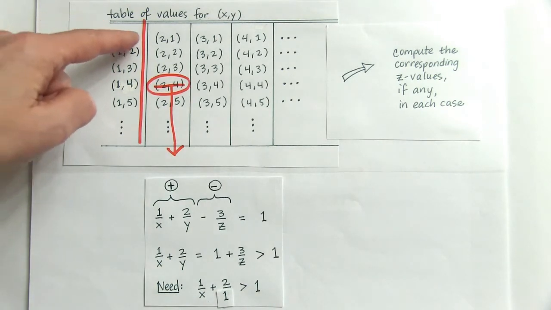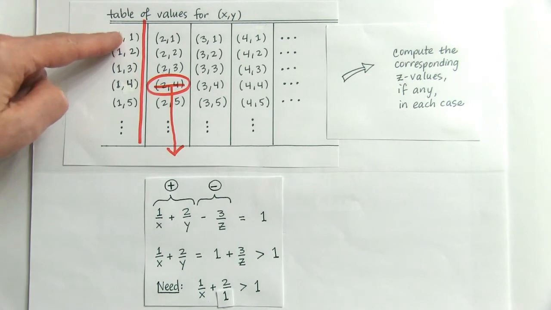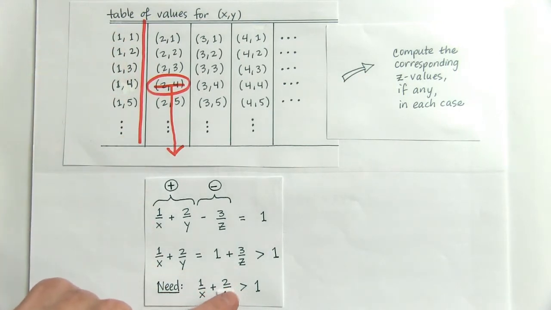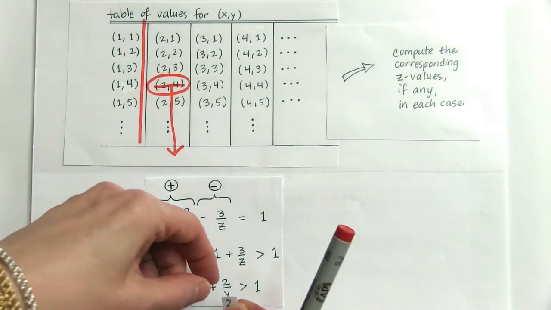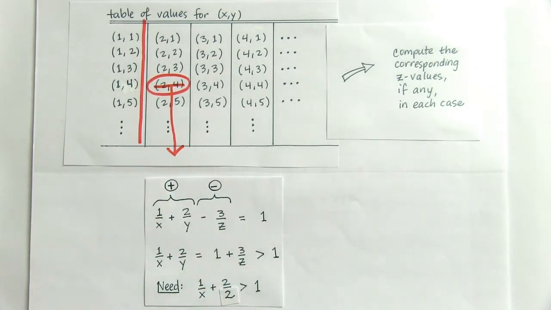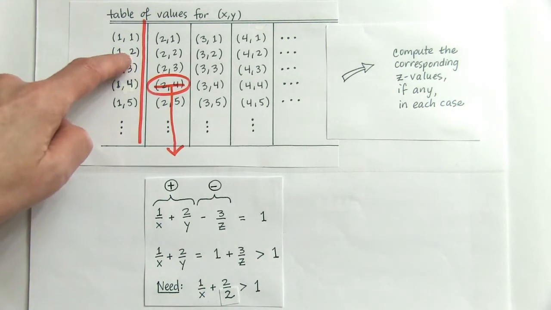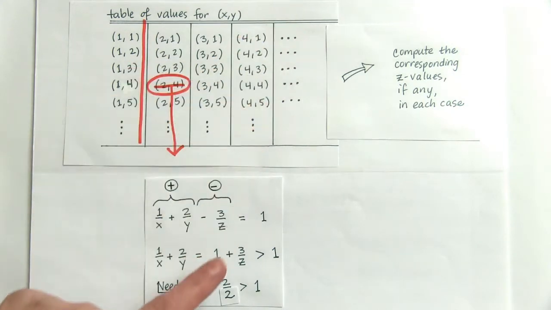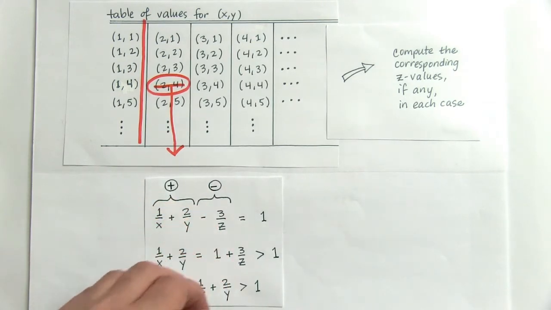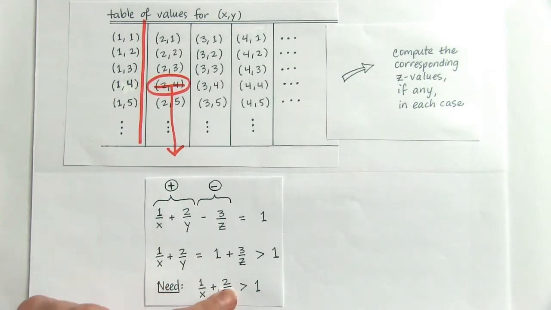So this entire row, where y is equal to 1, will satisfy that 1 over x plus 2 over y is greater than 1. And also, if we make y equal to 2, then this is 1 plus a positive amount, which is certainly greater than 1. So this entire row, where y is equal to 2, will satisfy that this sum is greater than 1. But if we make y any larger, for instance, if y is 3, then we're no longer guaranteed that this inequality will work.